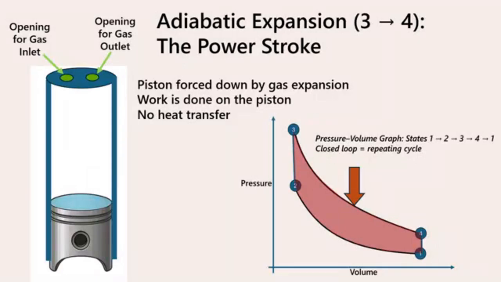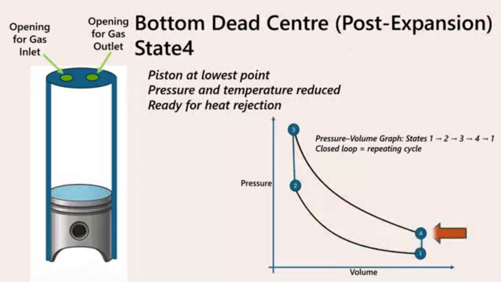The area under the expansion curve represents the work done by the gas, while the area under the compression curve represents the work required to compress the gas. The difference between these areas is the net work output of the cycle.